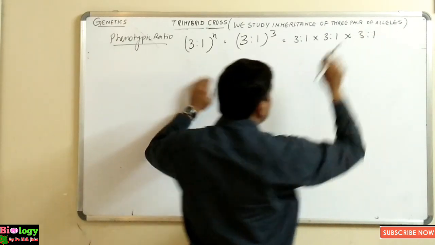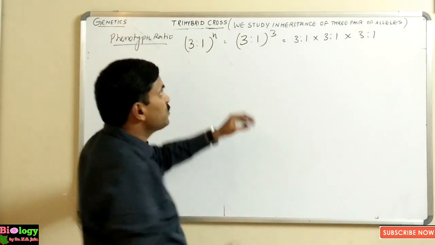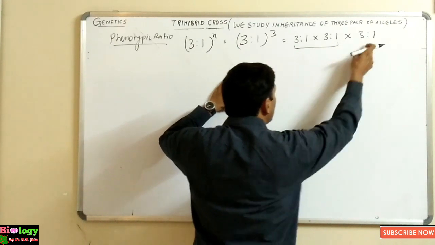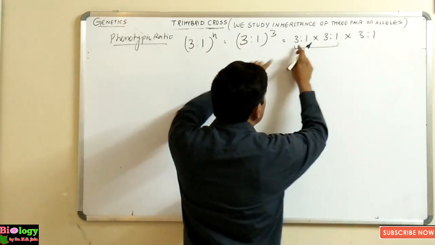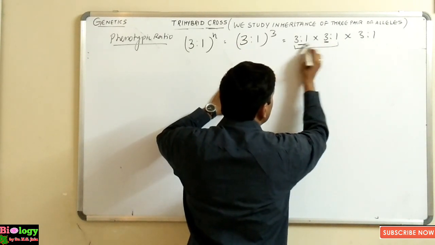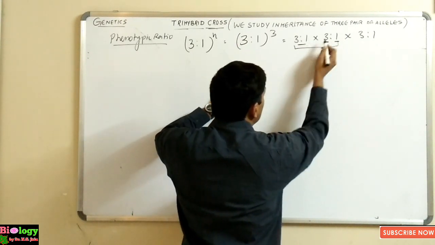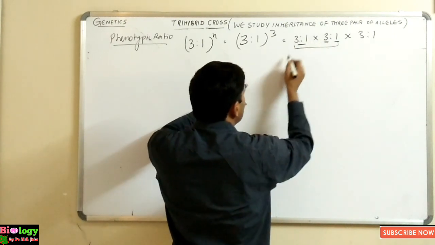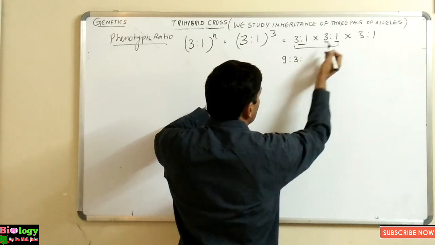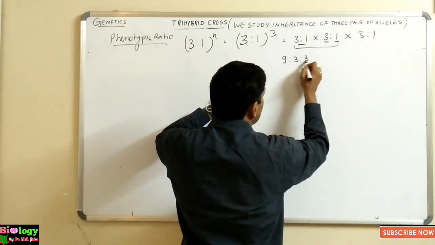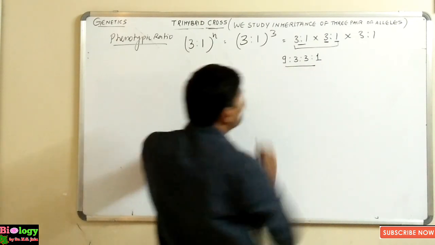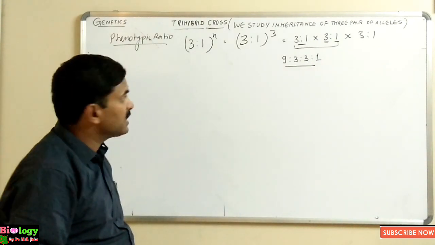Now to make things easier, first multiply these two, and then whatever we get, multiply that with this one. So calculate this one. This is multiplied by these two and this is multiplied by these two. Let's have a look. 3 3s are 9 and 3 1s are 3. Okay, and 1 3 is 3, 1 1 is 1. So we have got the ratio 9:3:3:1.